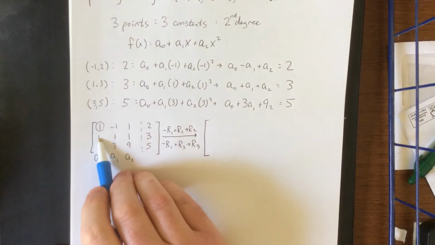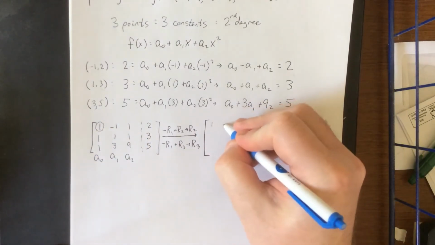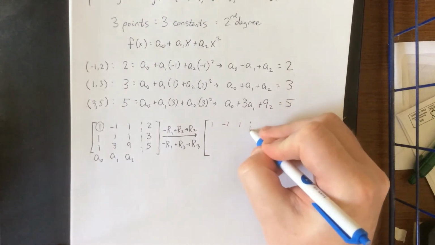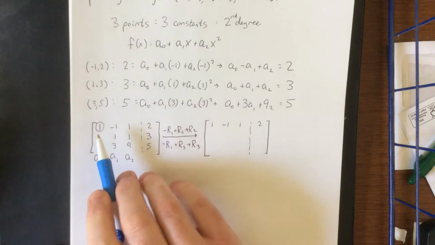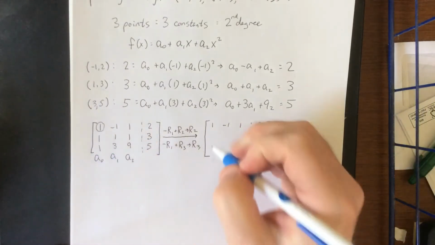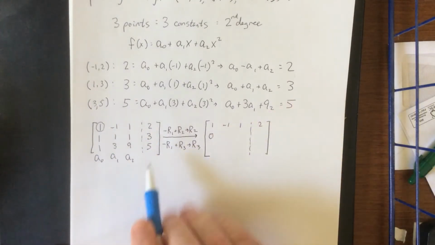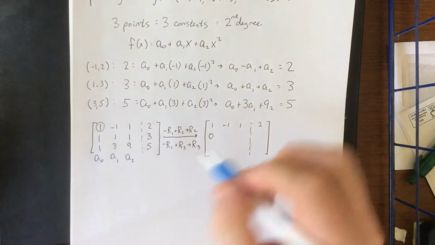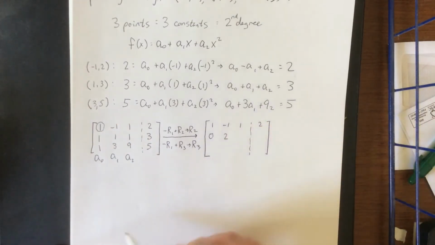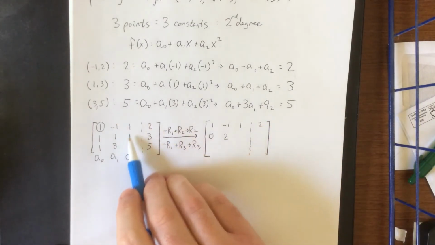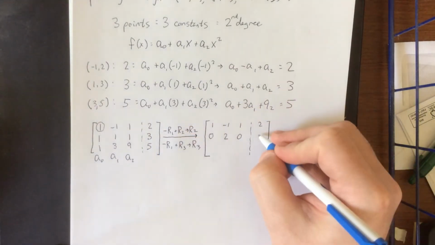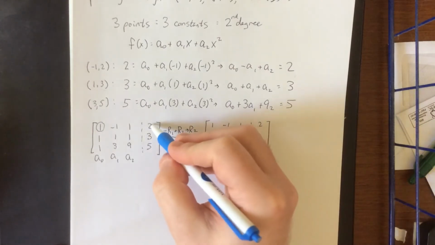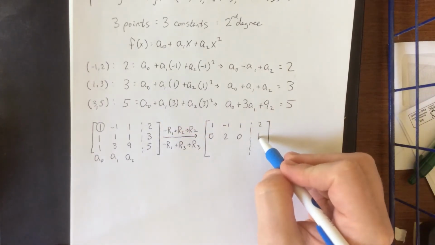-1 times 1, oh sorry, I'm going to recopy the first row, since that is not changing. We'll take -1 times 1, add to 1, we'll get 0. -1 times -1, add to 1, we'll get 2. And -1 times 1, add to 1, we'll get 0. And that right there is an absolute gift. We're also doing -1 times 2, add to 3, and that's how we get this 1 here.